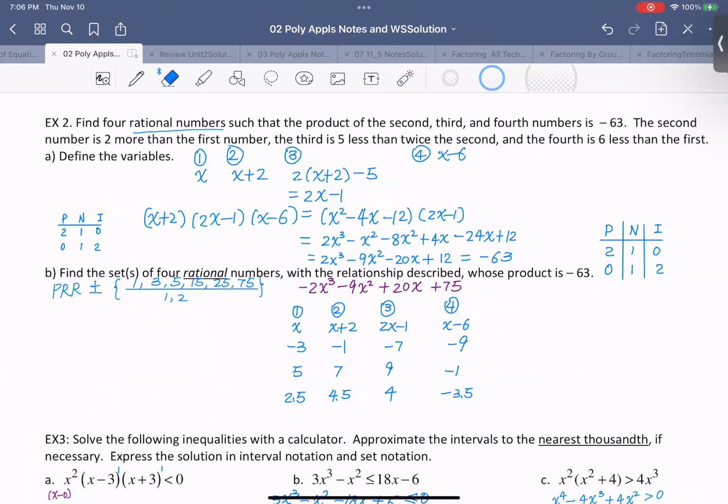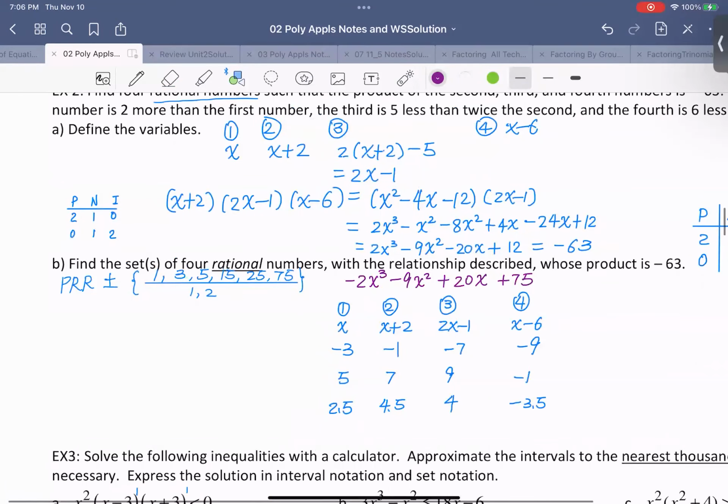Go ahead. Let's see, how did you do the synthetic division? Go ahead, please.